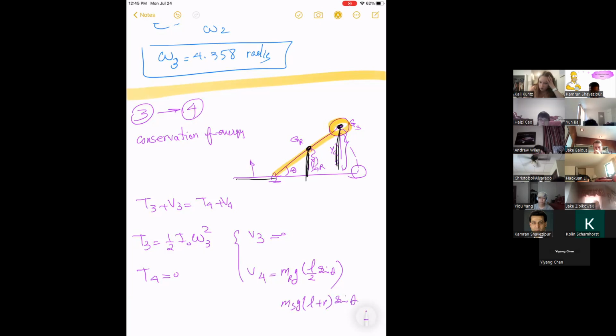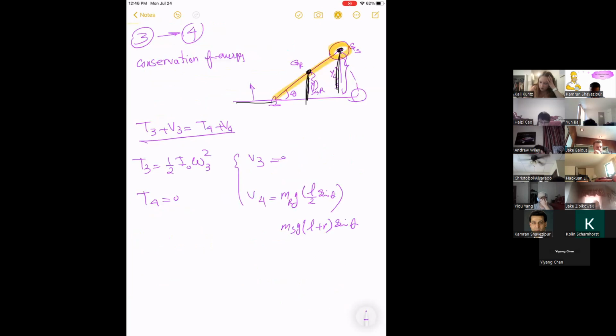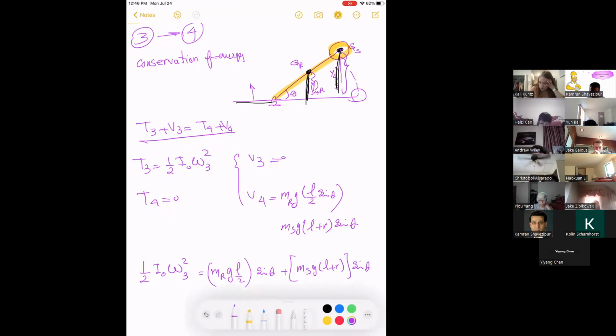So if I put all of this in the same equation, you're going to get half I_O omega 3 squared equals M rod G L/2 sine theta plus M sphere G (L plus R) sine theta. In this equation, your unknown is sine theta. Make sense?